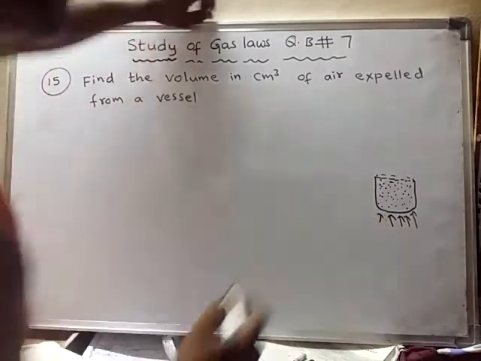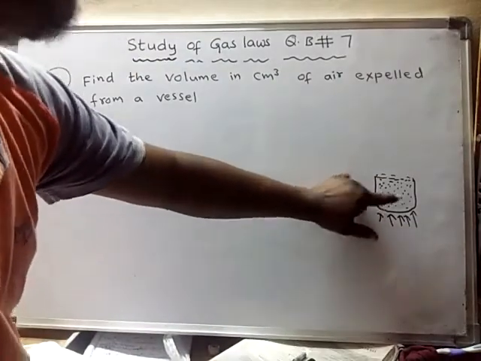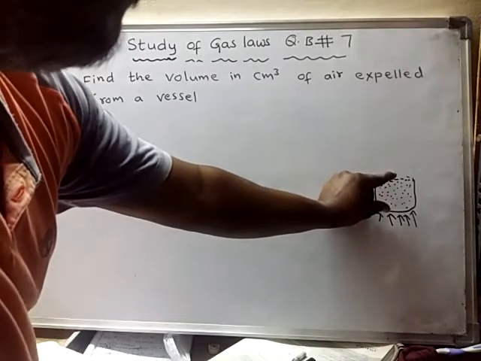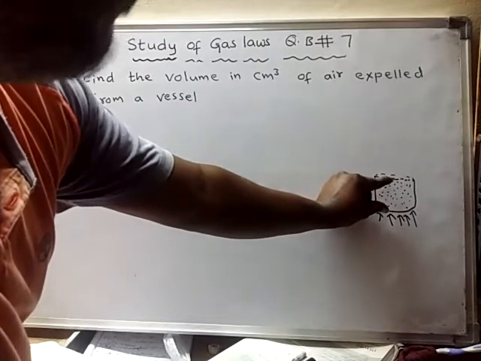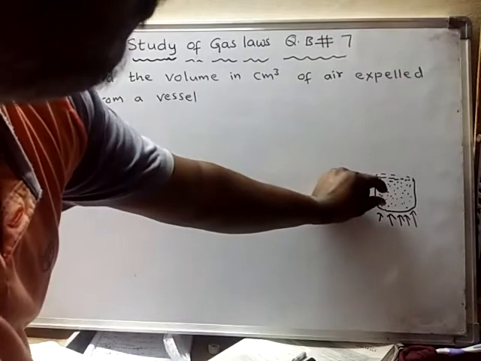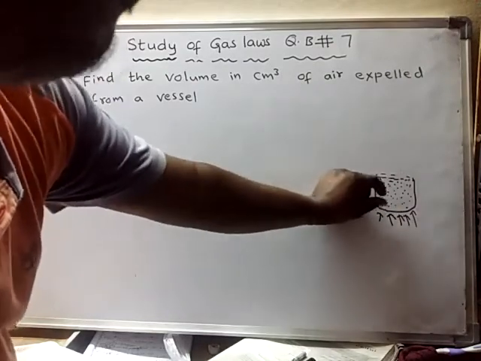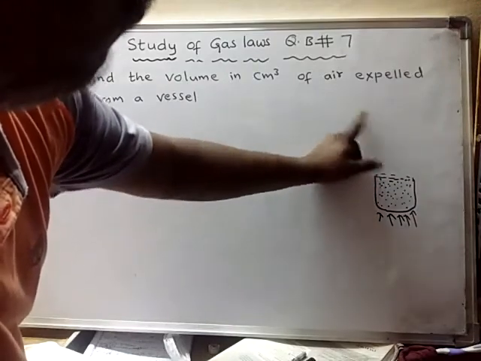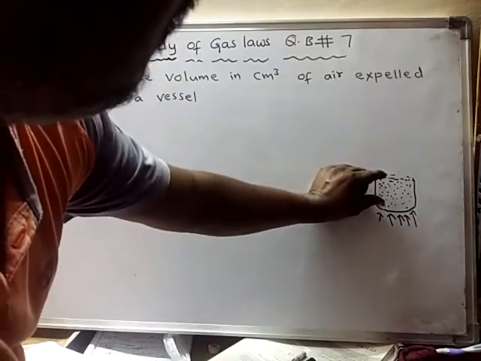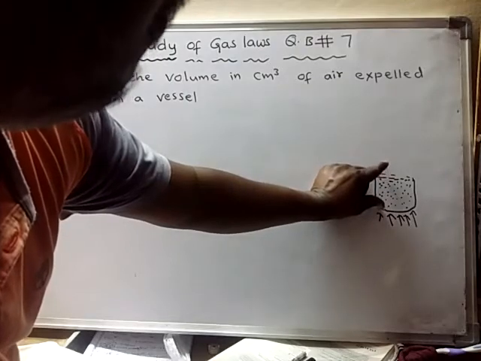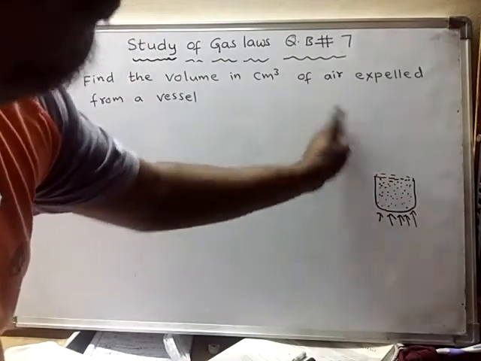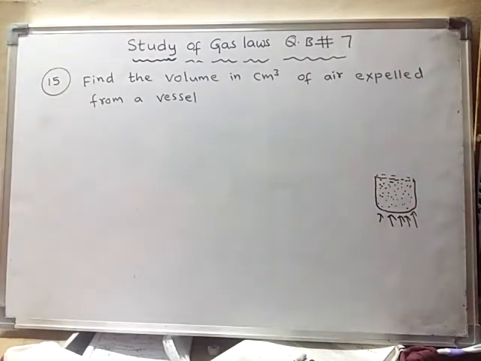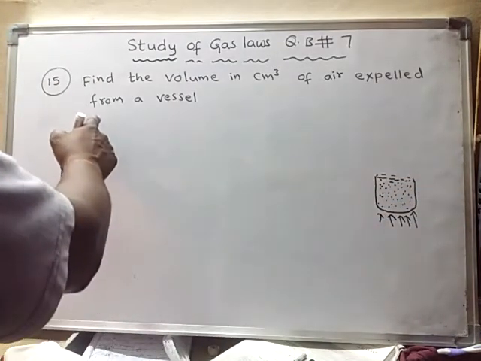what happens? The air molecules gain kinetic energy and try to move away from each other, and due to this they expand and their volume increases. As this is an open vessel, some of the air will be thrown out because the volume has increased. Some of the air molecules will come out from this vessel. That means some of the air molecules are expelled. So that is the meaning of expelled from a vessel.